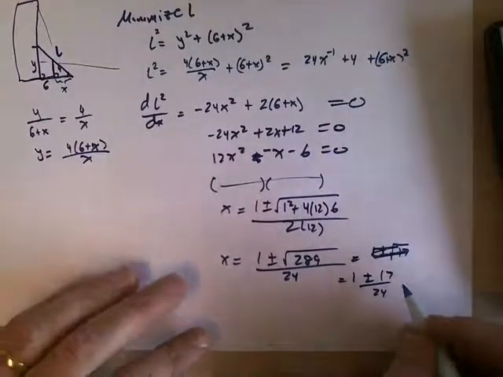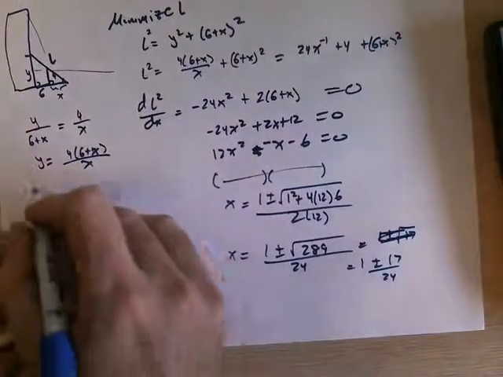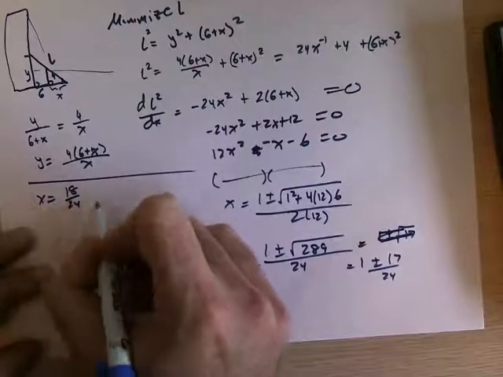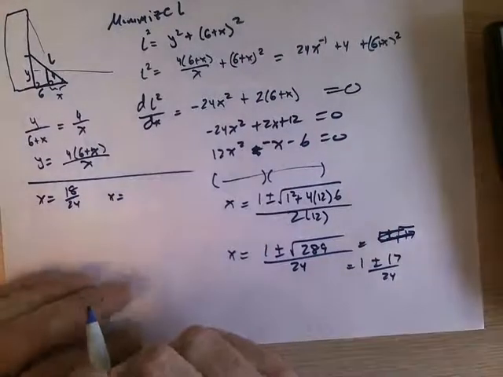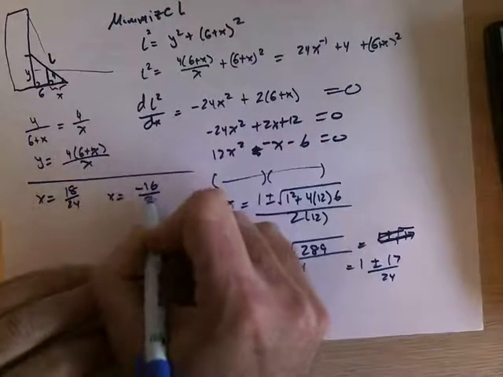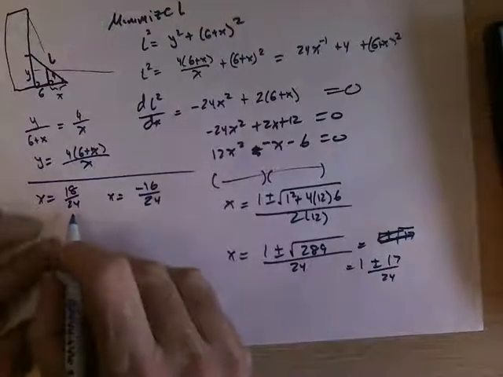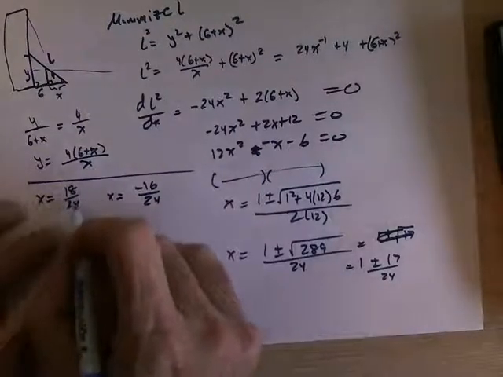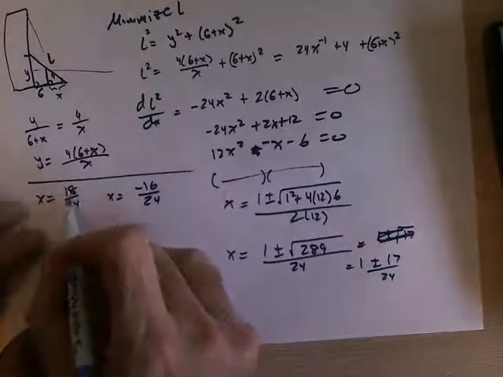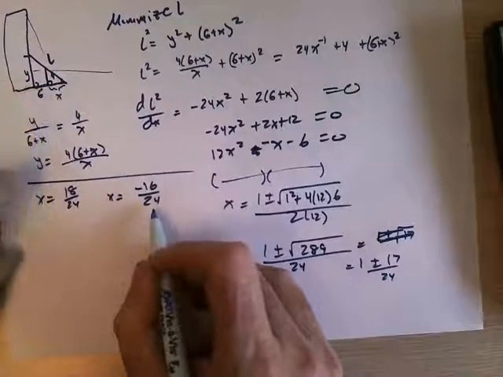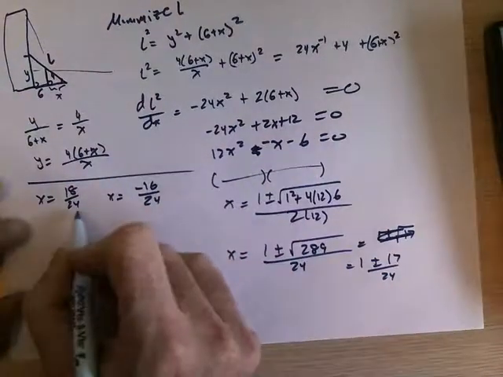So I have x is 18 over 24, or x is negative 16 over 24. This probably simplifies as a factor of 3 in both. Well, the negative doesn't make any sense here. x has got to be positive. So this is the answer we're looking for.